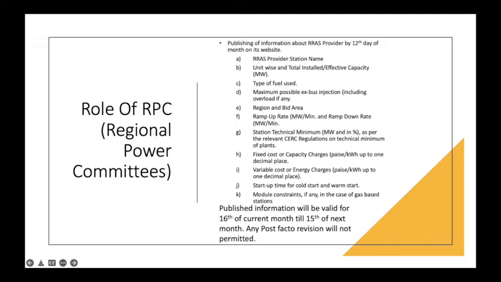Now, after this, a suitable and mutually agreed file transfer protocol takes place between the RPCs and the nodal agencies, that is RLDC.